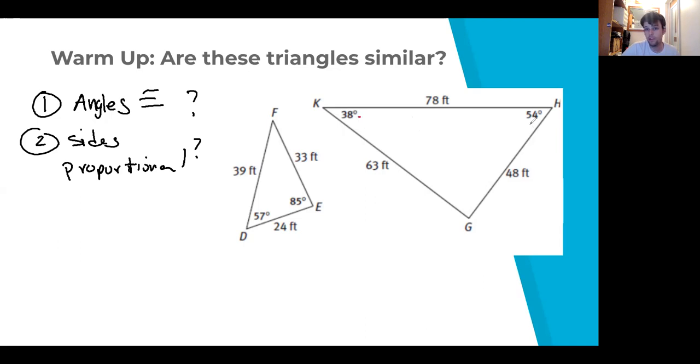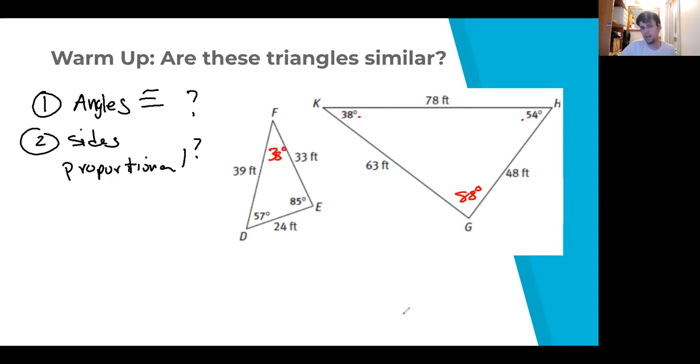So I have 38 degrees, 54 degrees. Let me just find out that last one. 180 minus 38 minus 54. That leaves me 88 degrees for this angle right here. And then over here I have 180 minus 57 minus 85. Okay, and that leaves me 38 degrees here.